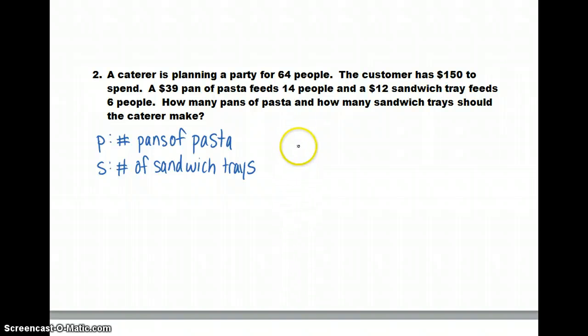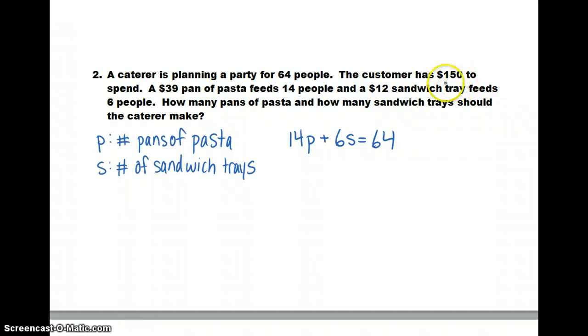So our first equation is going to be 14p plus 6s equals 64. So we've got one equation taken care of. Now let's look at the other numbers they give us.